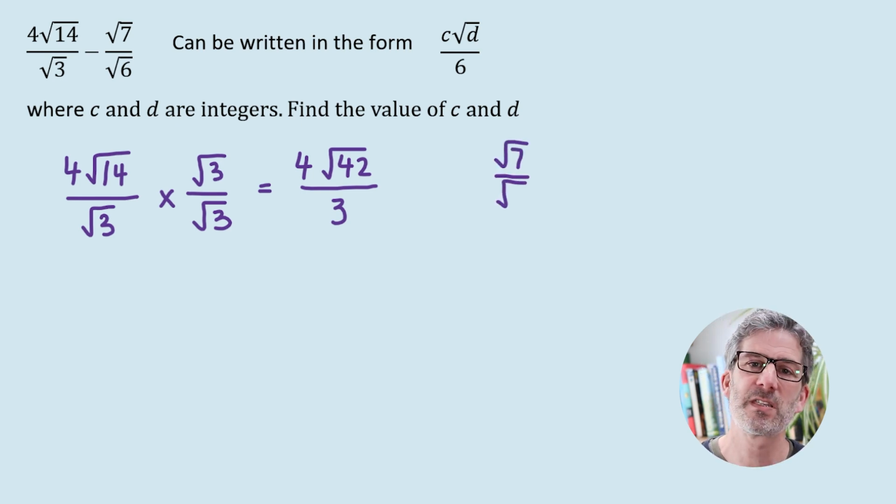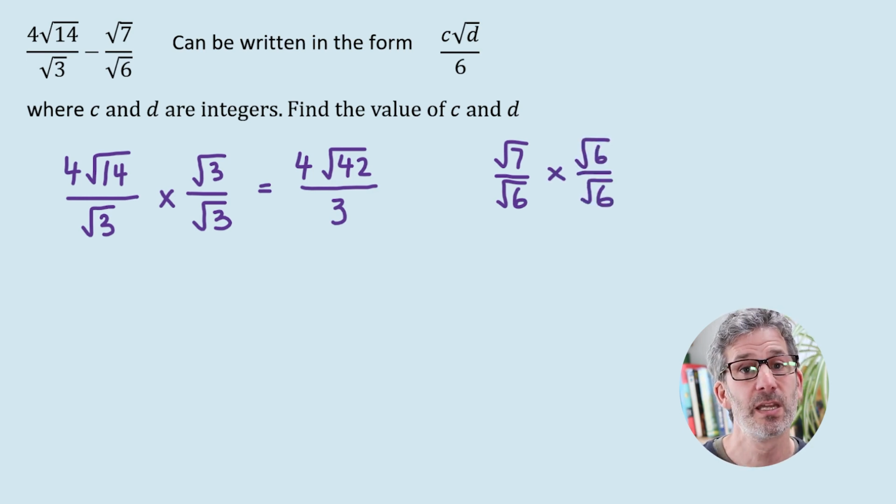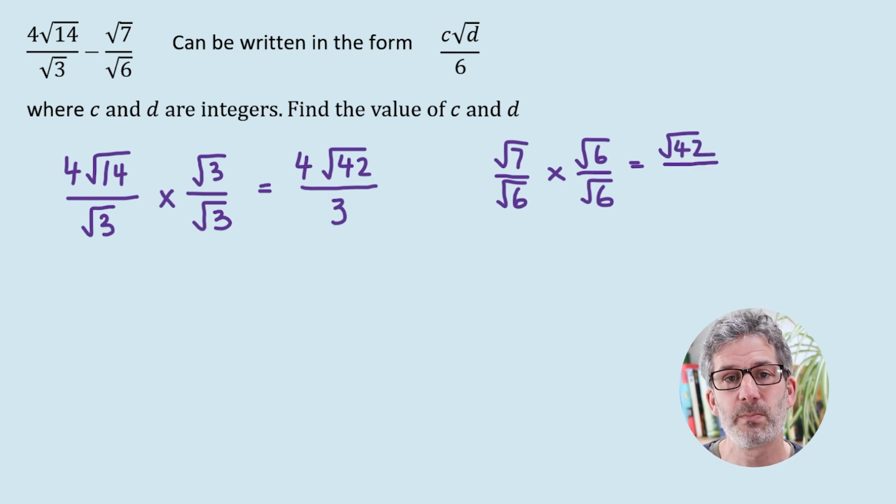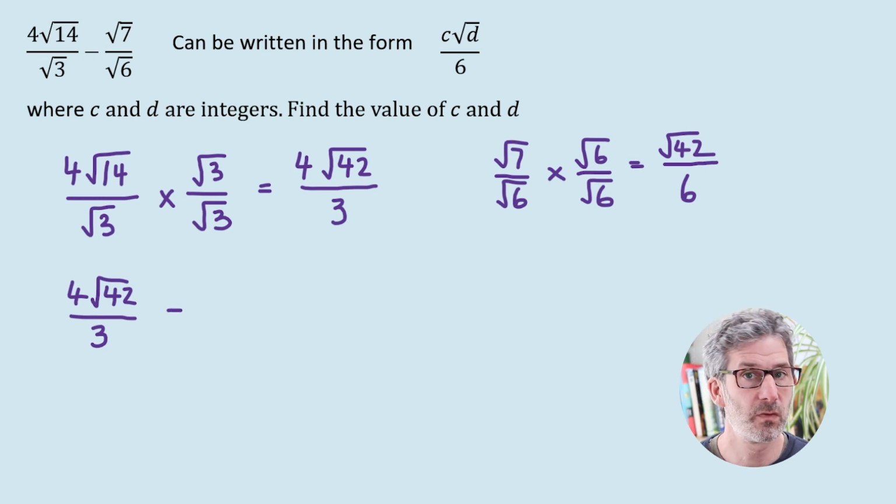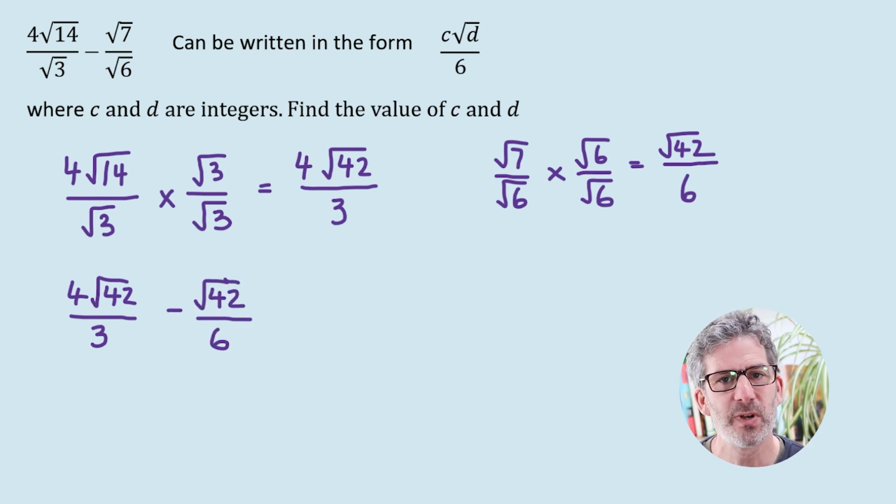Let's do the same for the second fraction. So here I'm going to multiply top and bottom by root 6, because the denominator is root 6. So the numerator becomes root 7 times root 6, which is root 42. And the denominator is root 6 multiplied by root 6, which is just 6. The calculation is now 4 root 42 over 3 minus root 42 over 6. This is starting to look a lot more manageable now.